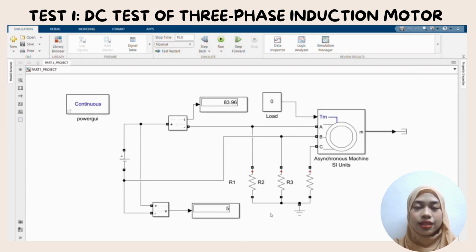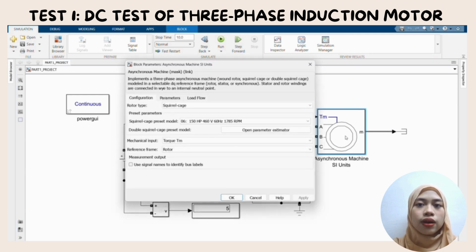My name is Iqlin Najah binti Talib, CE230008, member of Group C, Section 1. Today I will explain about the test 1 and test 2. For the test 1, I will explain about the DC test of the three-phase induction motor, MATLAB simulation. For the purpose of the test, the DC test is performed on a three-phase induction motor to accurately determine the stator winding resistance, which is a key parameter for motor analysis and modeling.